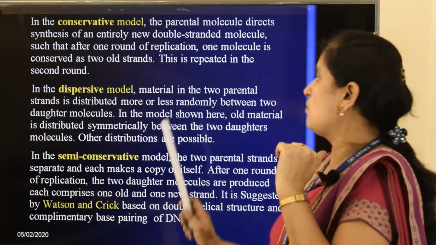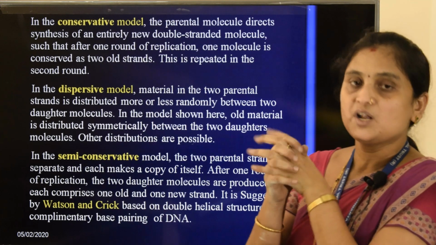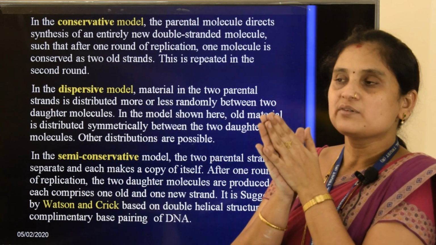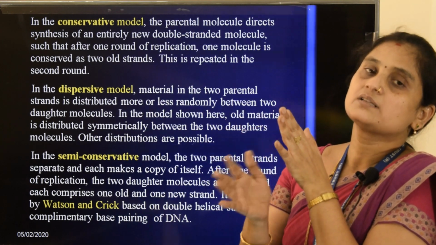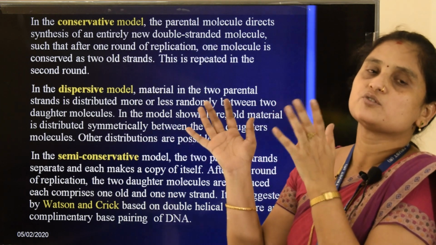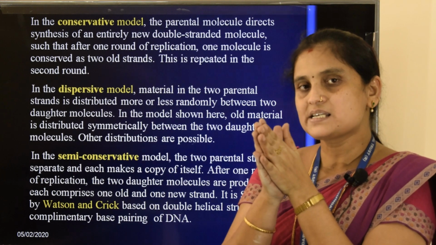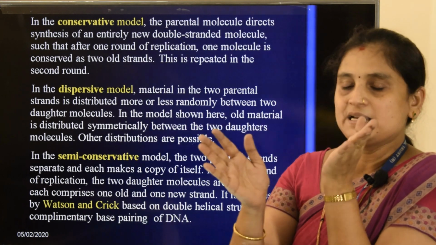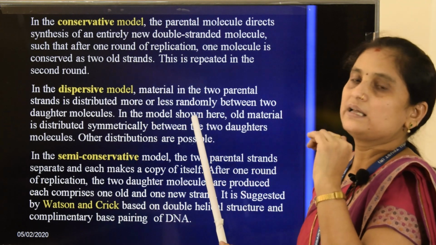According to the dispersive model, as the name indicates, during DNA replication the parental DNA is cut into many pieces, and around each piece of the parental DNA a new, complementary copy of DNA gets synthesized, and that is how the daughter DNA molecules are produced. That means according to the dispersive model, the old parental DNA and the newly formed DNA are dispersed randomly. As this was also not much convincing, it was also ignored.